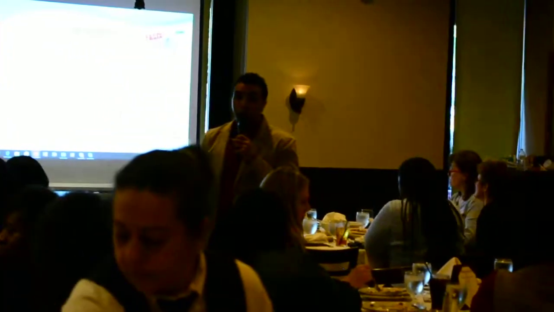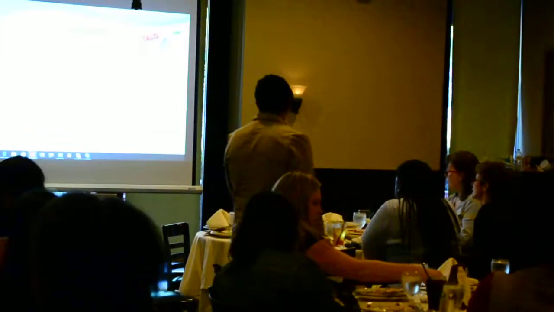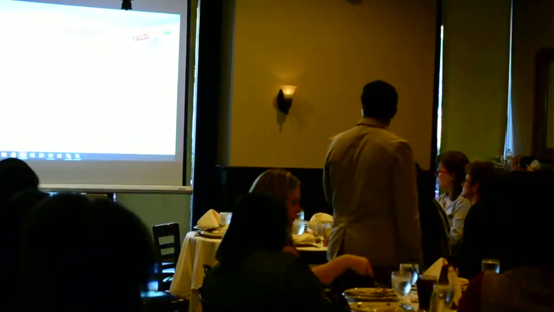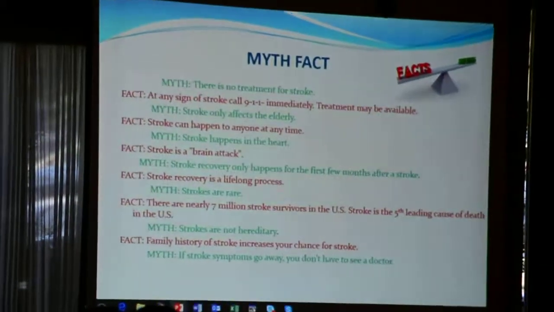Stroke is not rare. Actually, it's the 5th leading cause of death in the United States. Stroke is not hereditary, that's not true. Family history of stroke increases your chance for stroke. If the stroke symptoms go away, you don't have to see a doctor. That is not true as well.